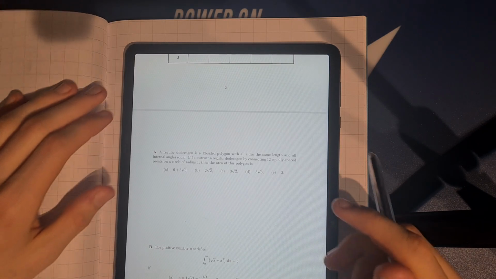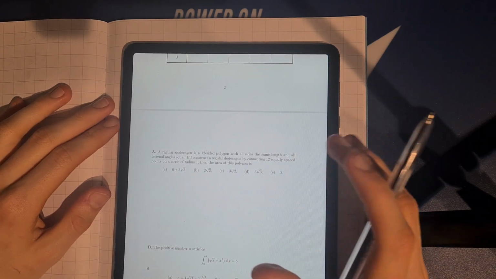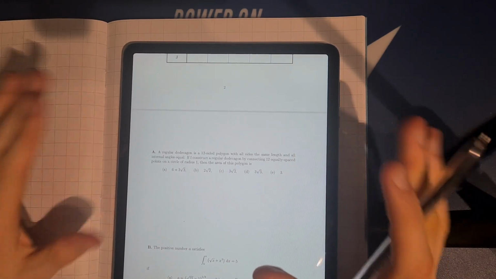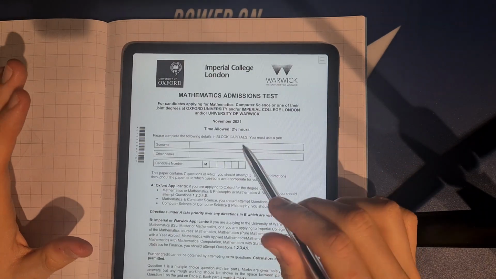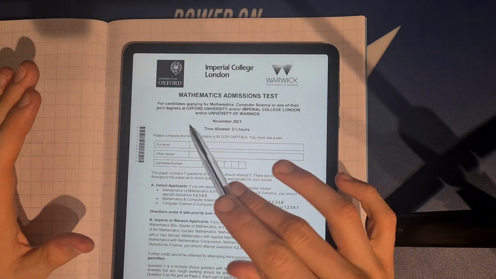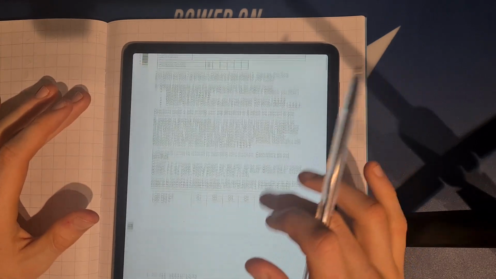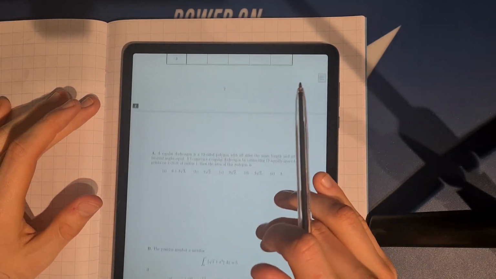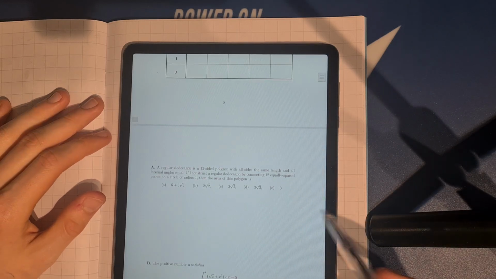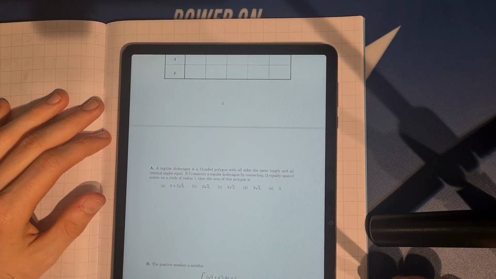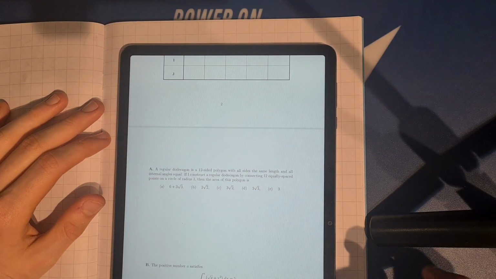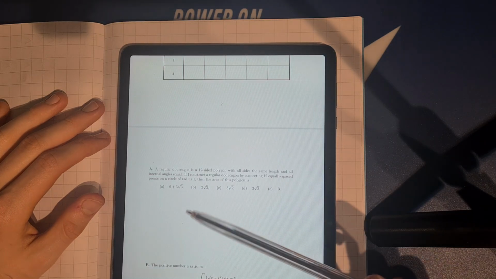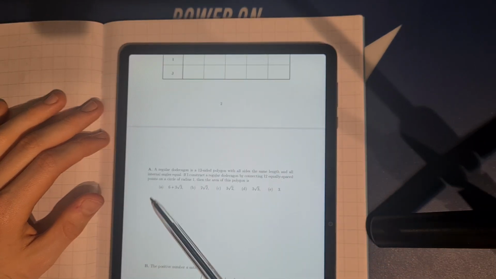Alright, hello everybody. We have another video here today, and today we are doing, I believe, the 2021 paper for the MAT. I've not really looked at this paper much, but I'm going to be attempting it. So do take my answers with a pinch of salt, always check them. Don't take it for correct.